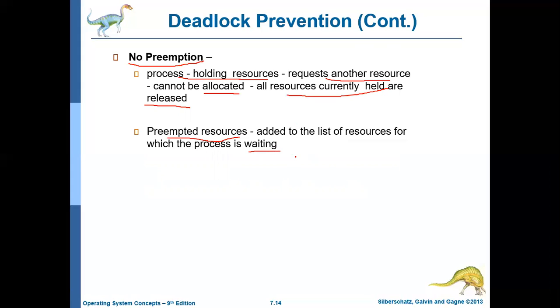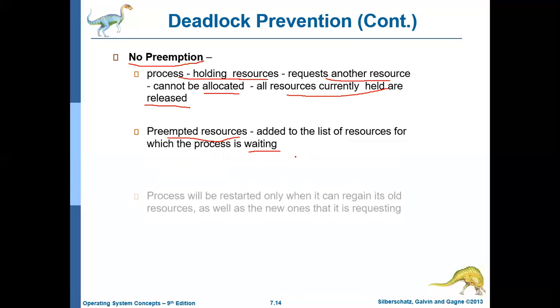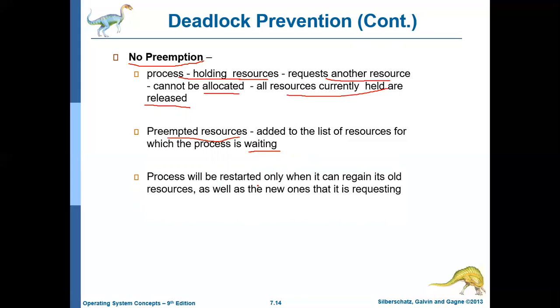And the process will be started only when it can get all its resources. So this condition is called preemption, and this is how we can avoid it. If a process is currently holding some resource and requests a new resource that cannot be allocated, then the process should voluntarily give up all the resources that it is holding.